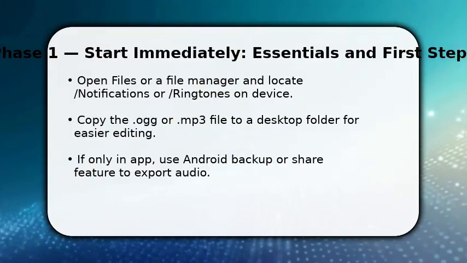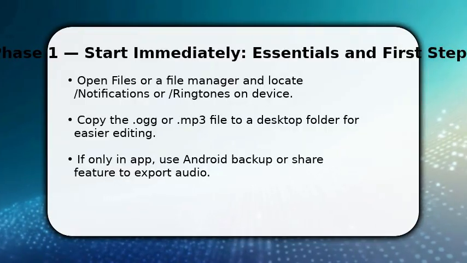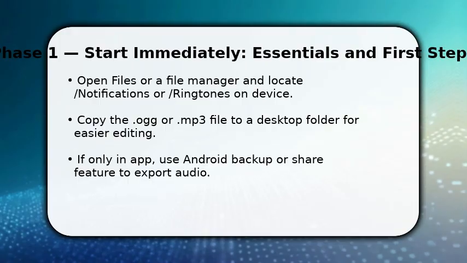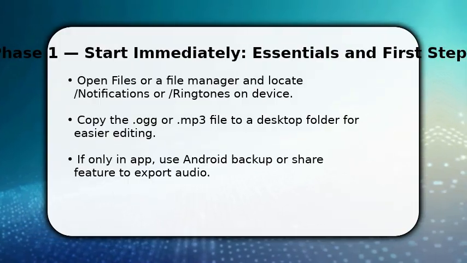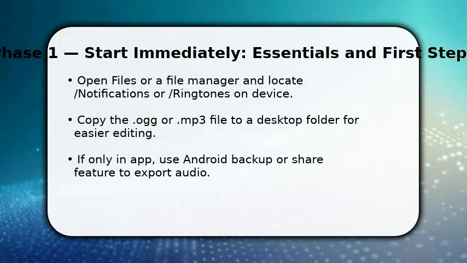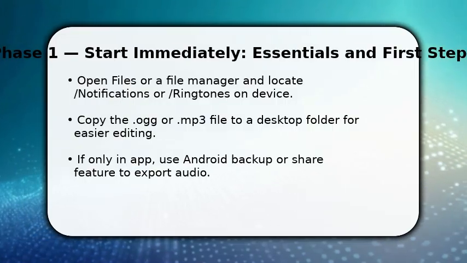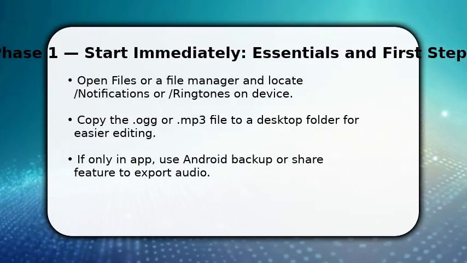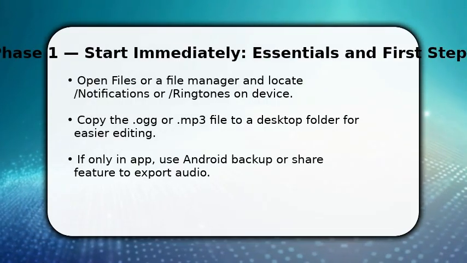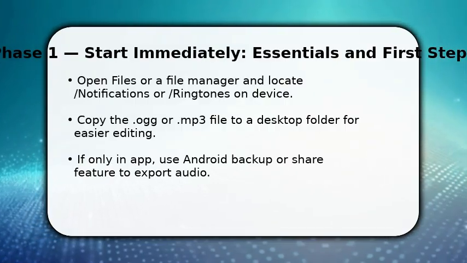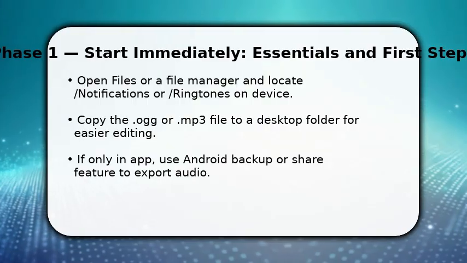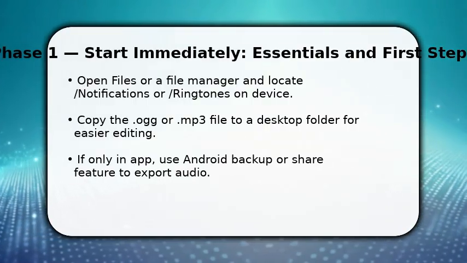You start by getting the actual notification audio file. This is essential because you'll transcribe pitches from the real sound. On your phone, find the OGG or MP3 in notifications or ringtones, or export it from the app. Once done, transfer that file to your computer or to an audio editor on Android so you can slow it down. Make sure to keep a copy of the original. Slowing reveals pitch details, and that clarity is why this first step matters.